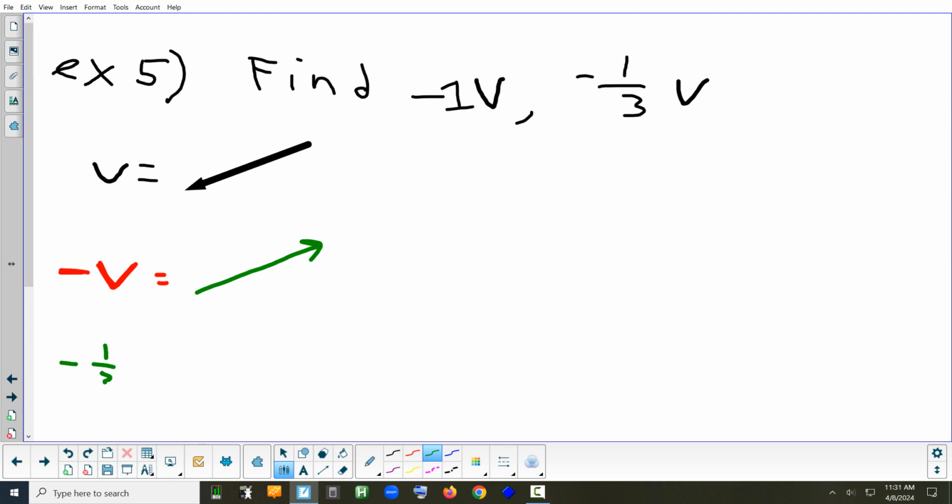And how about negative 1/3 v? It would be the same as negative v in the direction, but it would be 1/3 of the distance. I don't know if that's a great sketch, but it's about 1/3 as long. So if you stack 3 of them together, that would be the original length. Any question on that?